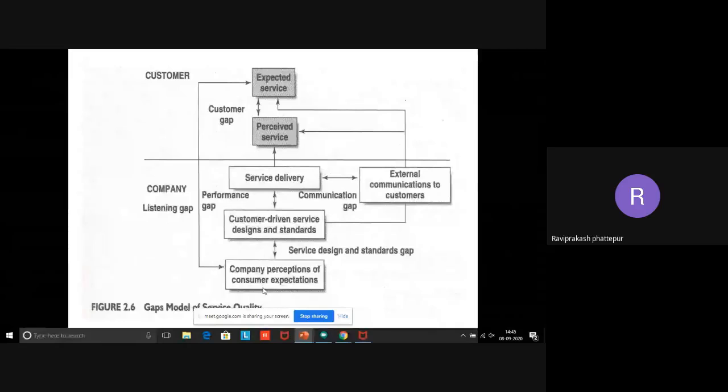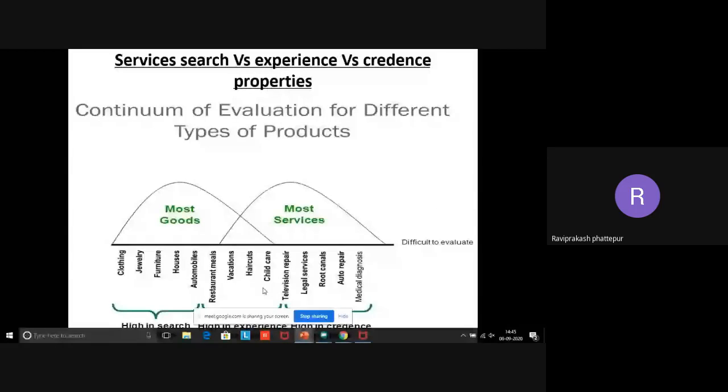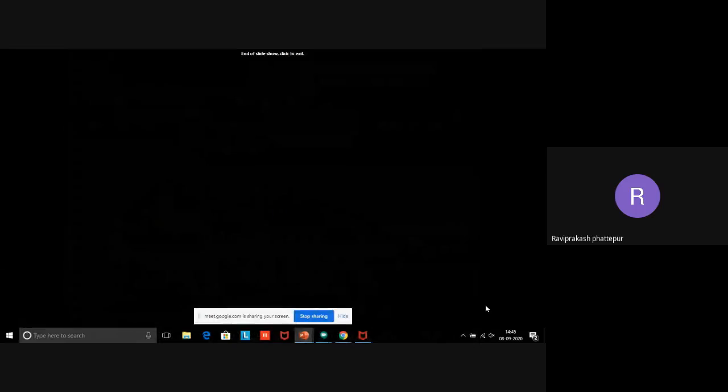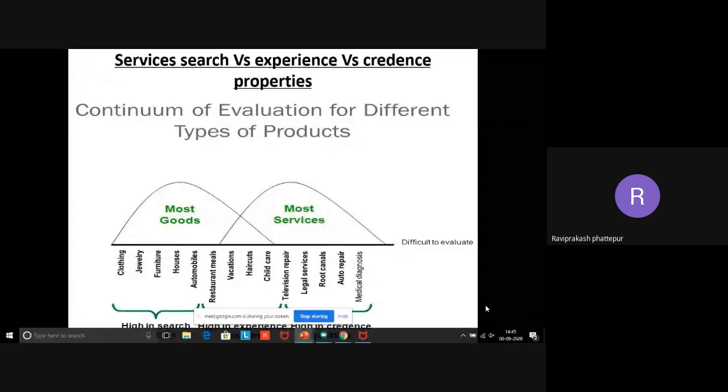Moving ahead, we have something called services: search versus experience versus credence properties. What do we mean by search? At the bottom you can see some things written, that is clothing, jewelry, furniture, houses, and all those things. These things are high in search. What do we mean by search? Here people are searching for some color, some fit, some price, some size. These come under goods. For example, clothing, jewelry, furniture, houses, automobiles. These are high in search.